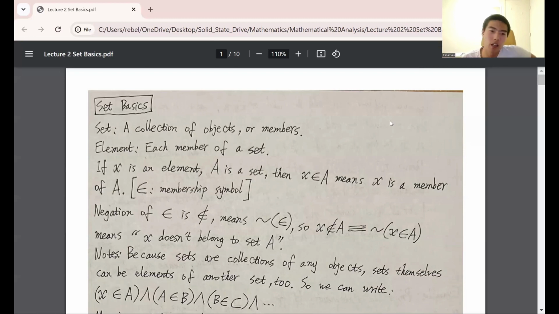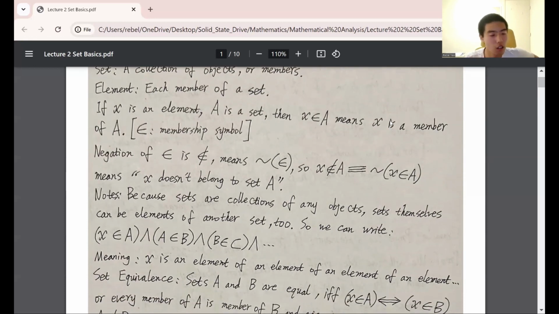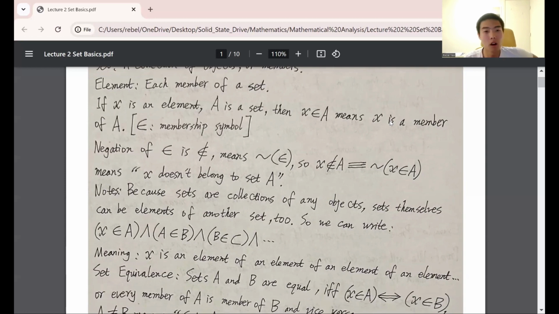So what is a set? A set is just a collection of objects, like a box of balls, and each ball you can call an element, a member of the set, which is the box. That's very simple, and I think most of you have already learned sets in high school, so it's the same thing. There's no obvious difference here. If you want to say some element belongs to a set, we first define A as a set and X belongs to A, and we write this character. It's called a membership symbol.